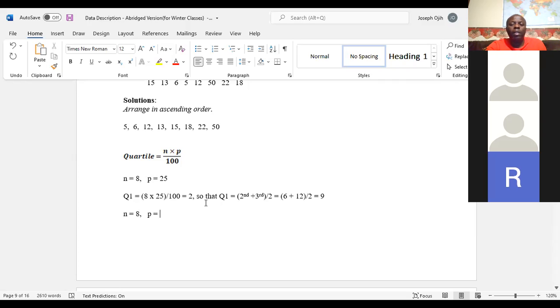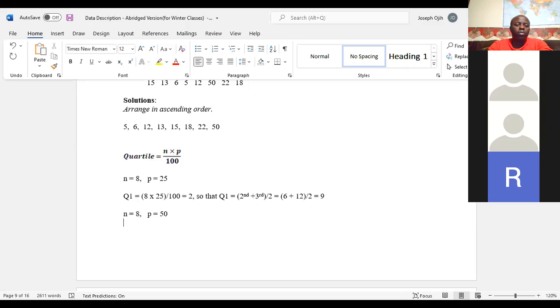If you get a decimal number, you go to the next number. If I got 2.1, then you go to the third number, which is 6. But if you get a whole number like this, use that number plus the next number. So that means the second plus the third, divided by 2. Okay, I got you. Thank you. You're welcome. If the number was 2.1, that means it could have been the third, so the answer could have been 12? Yes.